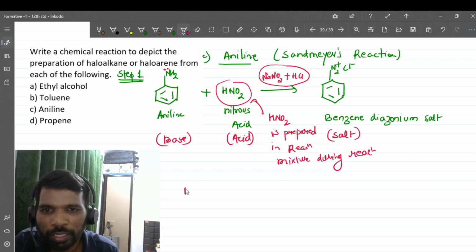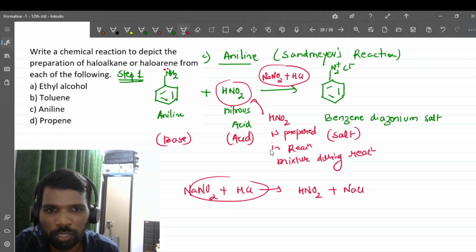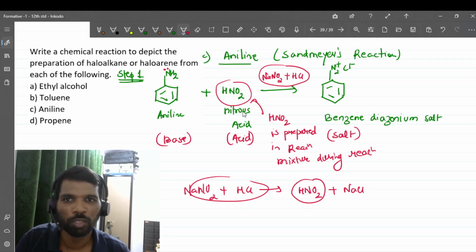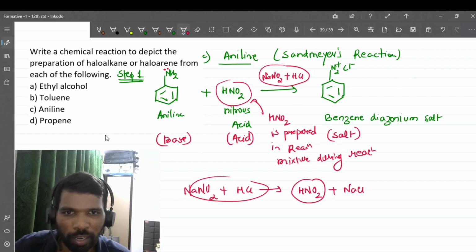You take NaNO2 and HCl. What you get is HNO2 and NaCl. Even writing this or this is one and the same. Finally, you are getting HNO2. Then HNO2 will react with this. So this is the first step of Sandmeyer's reaction. I'll clean this red part. Just make a note of all these things.